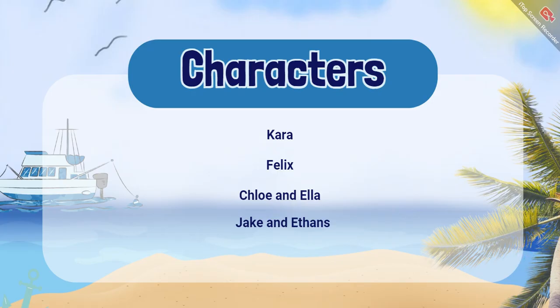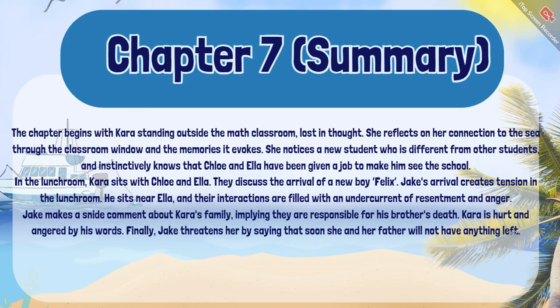Chapter 7. Characters. Kara, Felix, Chloe and Ella, Jake and Ethan. In this chapter, Felix is introduced. The chapter begins with Kara standing outside the math classroom, lost in thought. She reflects on her connection to the sea through the classroom window and the memories it evokes. She notices a new student who is different from other students and instinctively knows that Chloe and Ella have been given a job to make him see the school.